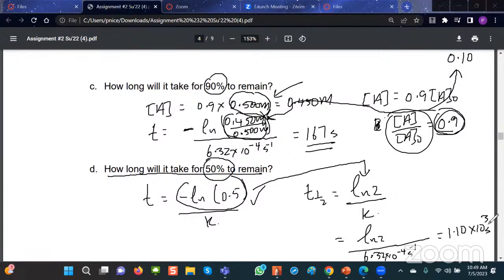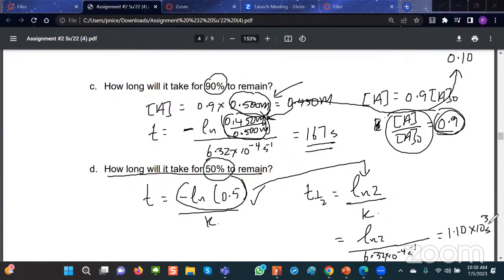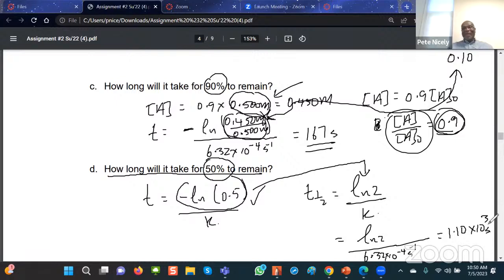Just to be clear, when you get down to the ln2 divided by the 6.32 times 10 to the negative 4, when you get that answer, do you want to divide that in half because of the t half? No, that equation directly calculates a half-life. So after you put the numbers in, you don't need to do anything else. You see what I'm saying? Yeah, so after you get that answer, don't divide by anything. That would be the half-life.